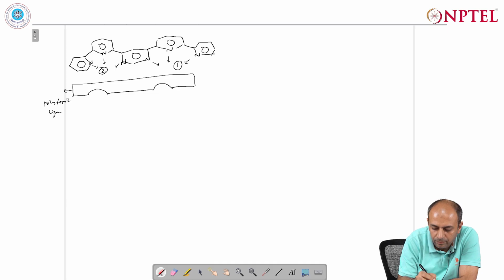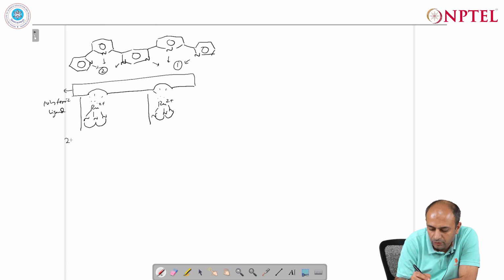ligand, and this can now complex with a ruthenium 2 plus, and here also it can combine with ruthenium 2 plus, and this is the perpendicular orientation. So this can give you a 2 rack. Okay.